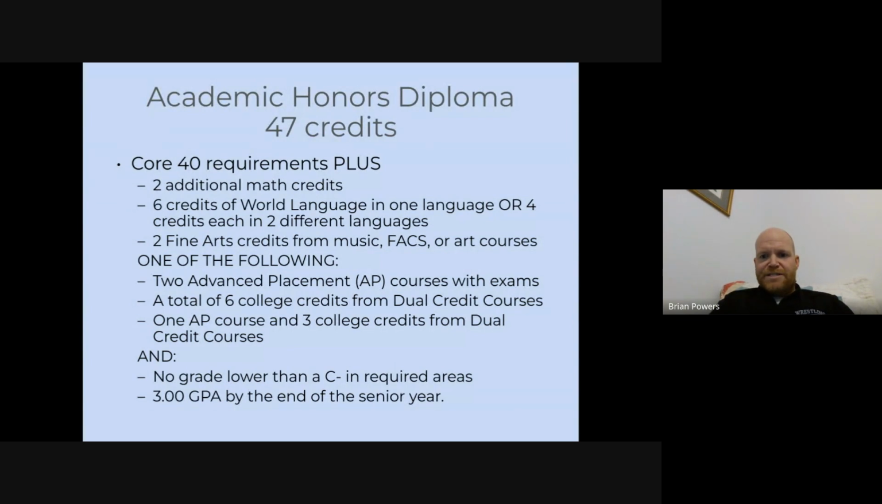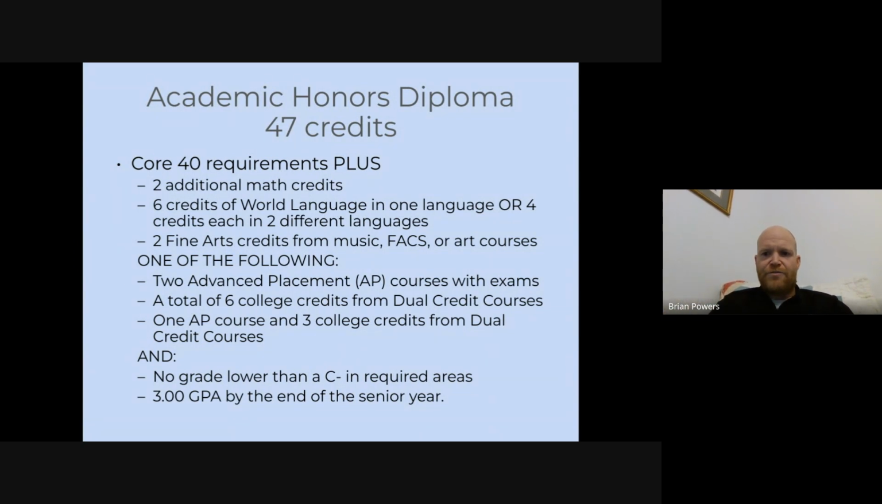Also, they would have to do one of the following, as you can see in the bullet points: 2 AP courses with exams. AP courses are more challenging, college-level courses. At the end, they take an exam, and if you get a certain score or higher, then you get college credits as well. So they would need to take either 2 of those or 6 college credits from dual courses with high school and college credits.